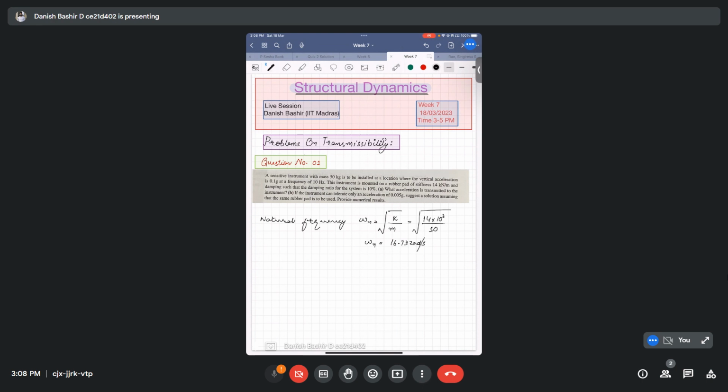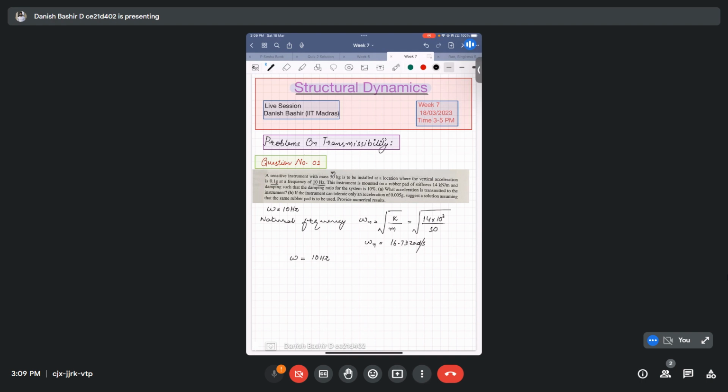Okay, so from this data we will be finding the frequency ratio omega by omega n. And one more thing, the forcing frequency, that is omega, is already given. You will be seeing it from the question. That's clear, it's 10 hertz. A sensitive instrument with mass m is to be installed where the vertical acceleration is 0.1 g, and the frequency is 10 hertz. The forcing frequency omega is 10 hertz. Clear to you people?